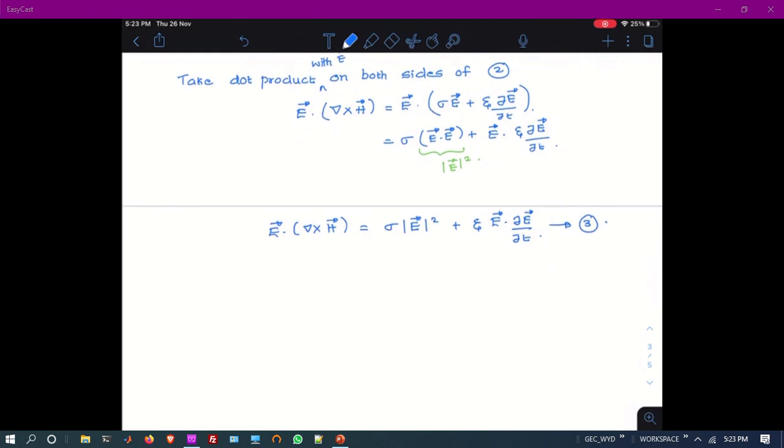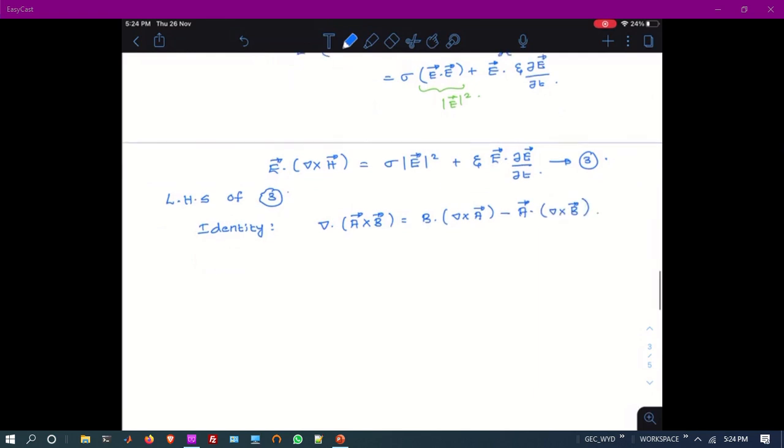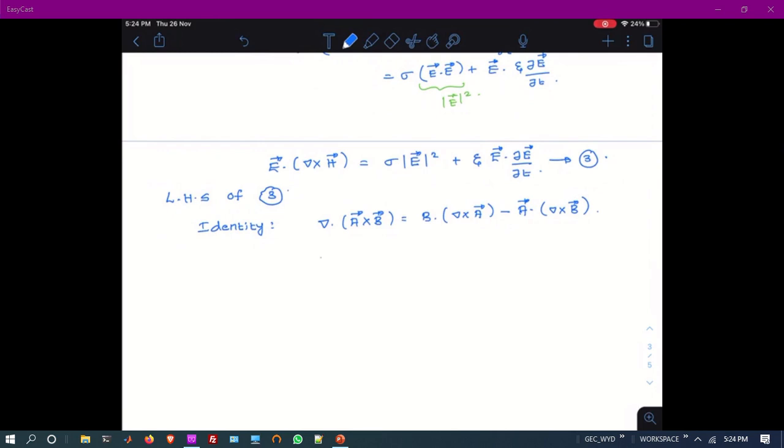Now let's look at the LHS of 3. We use an identity which is as follows. Del dot A cross B is actually B dot del cross A minus A dot del cross B. This is a well-known identity. Let's take the negative term from the RHS to the LHS. So I can write B dot del cross A is equal to del dot A cross B plus A dot del cross B.